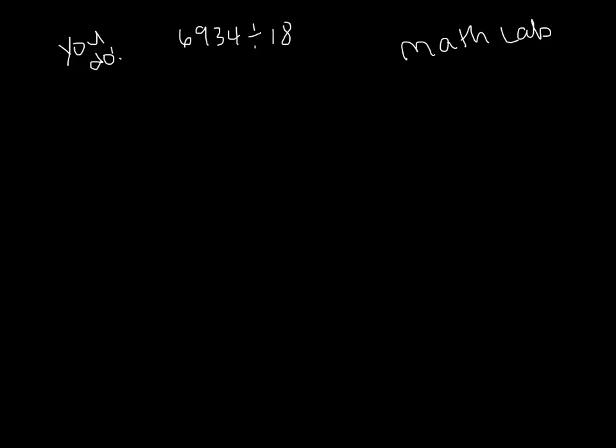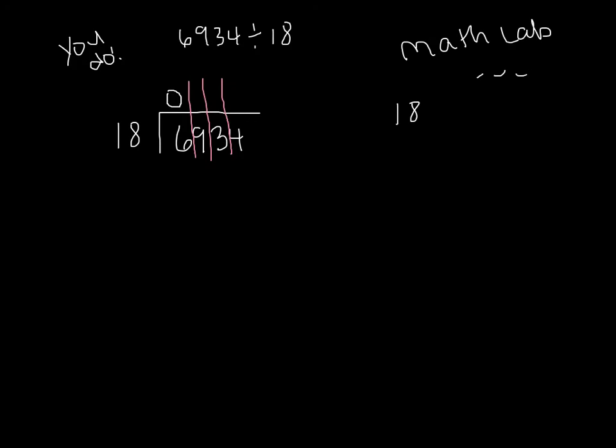Alright, so you have done 6,934 divided by 18 as far as you can go, until you either got stuck or you got an answer. And so now let's check it. 18 into 6 doesn't fit. 18 into 69, that'll go. 18 is close to 20, and 69 is close to 70. So about 20, 40, 60, about 3 times.